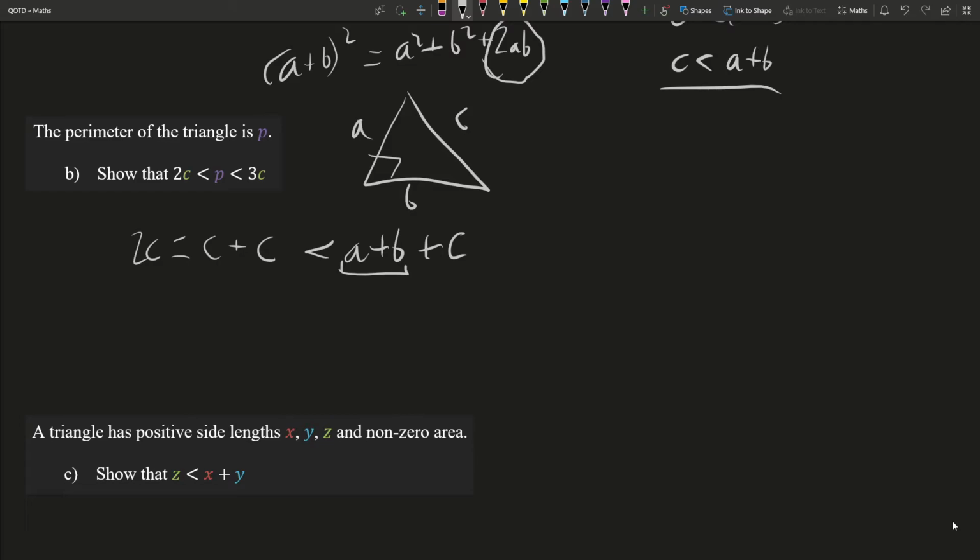Now we want the upper bound. Well, we know that C is the longest side, so that must mean that A and B can be at most C. So let's try and make a triangle where we have C, C, and C. Well, that's an equilateral triangle. However, the angles must be 60 degrees here. So we can't quite have this triangle because it doesn't give us a right angle, but we can get pretty close, and that's why it's bounded by 3C.